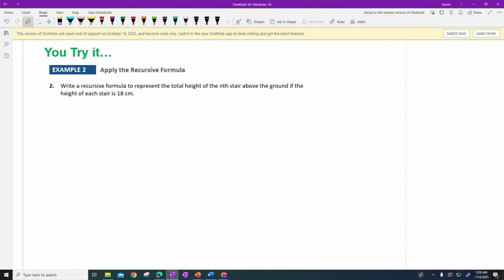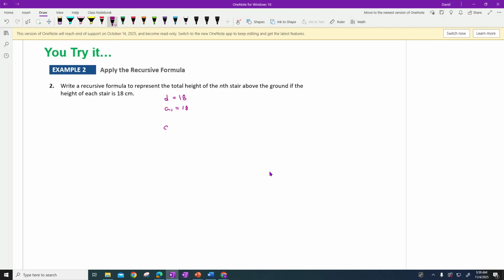So now, I want to do this one with you. It says, write the recursive formula to represent the total height of the nth stair above the ground if the height of each stair is 18 centimeters. Okay, so I already know my difference: we're going to keep going up by 18. I also know my a sub 1 is 18. On the first step, I'm 18 centimeters, so a lot of times these are kind of put in there.